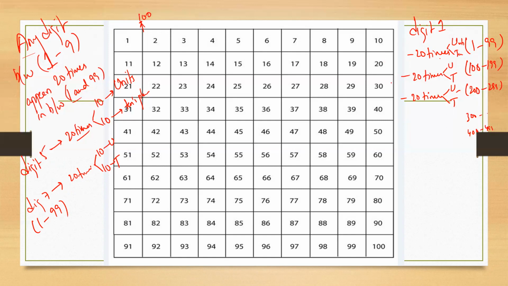But now, if I say this is my final answer, that would be wrong. The reason is we have only counted the units and the tens place. But if we are talking about digit 1, when we go from 100 to 199, what do we observe? If you write 100, 101, 102, 103, what do we observe? All of these numbers have a digit 1 appearing in the hundreds place. Would you agree or not?